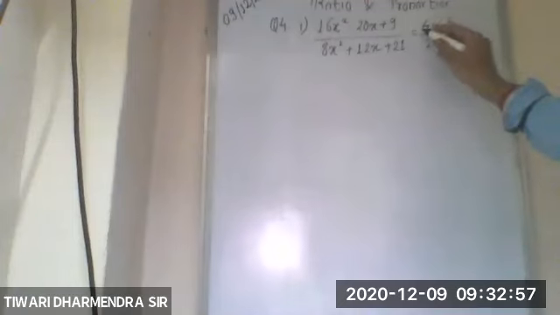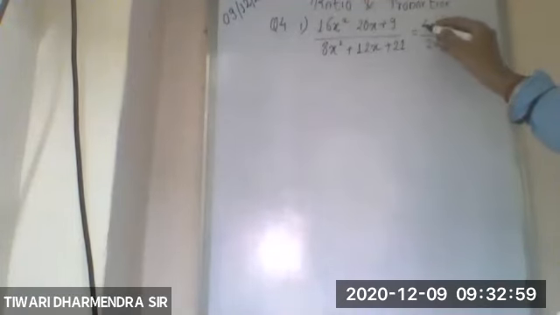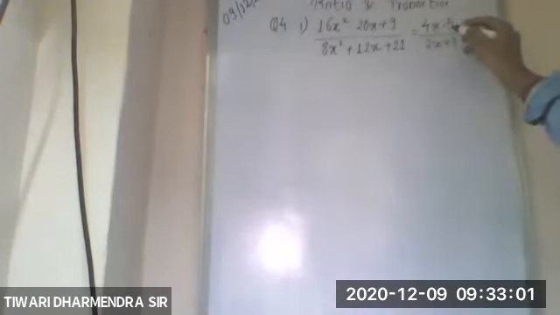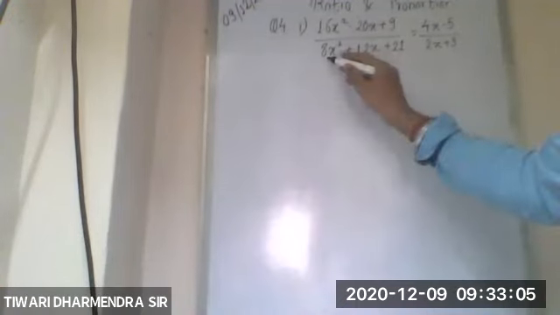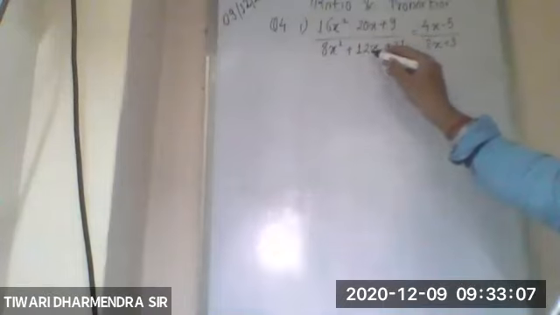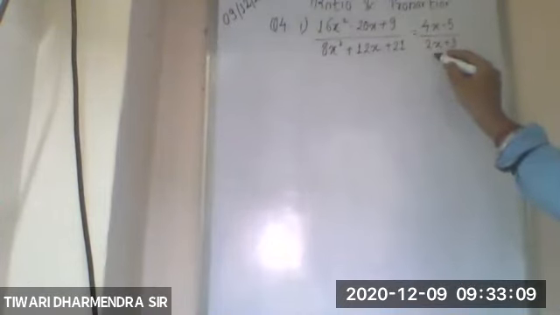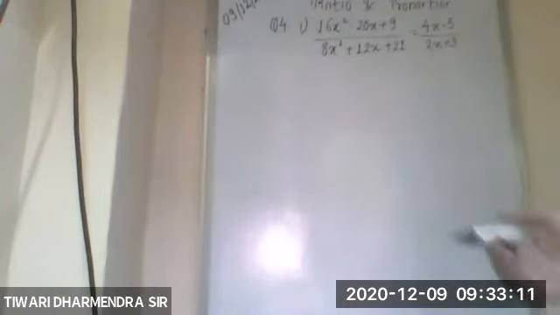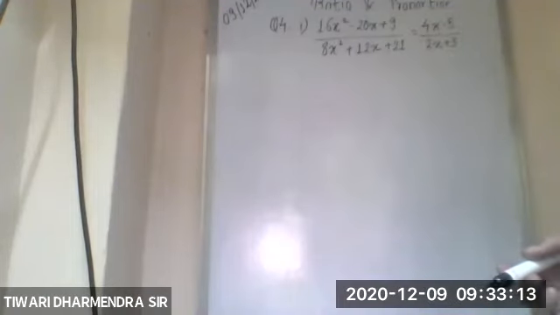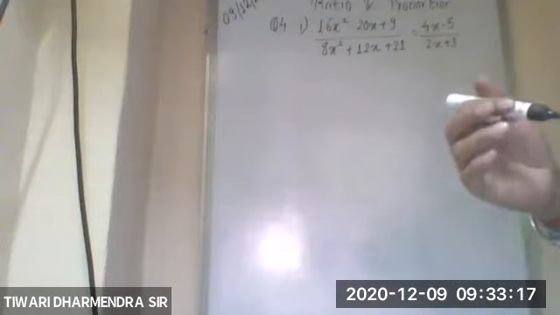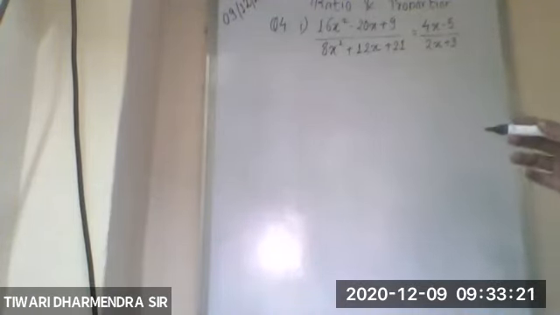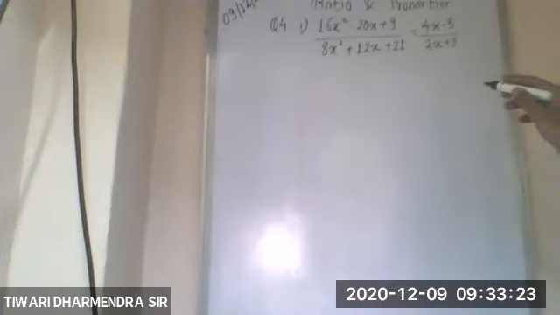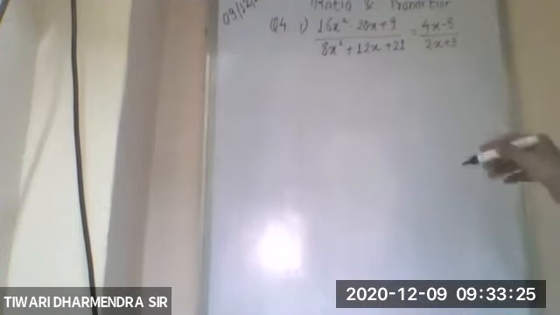Also, if we multiply with 4x, what will we get? 16x square minus 20x, which is present here, as well as 8x square plus 12x here. If we multiply with 4x in the denominator, we'll get the same term which is present here. So what we need to do is multiply and divide by 4x.